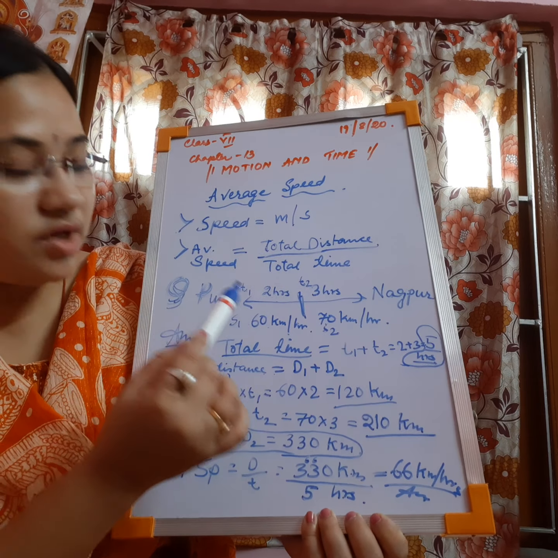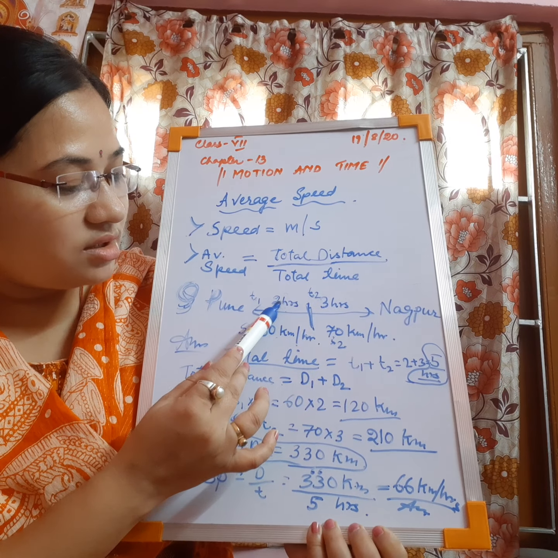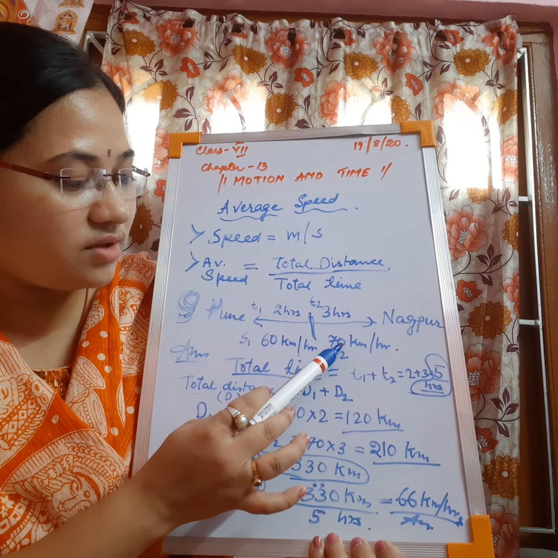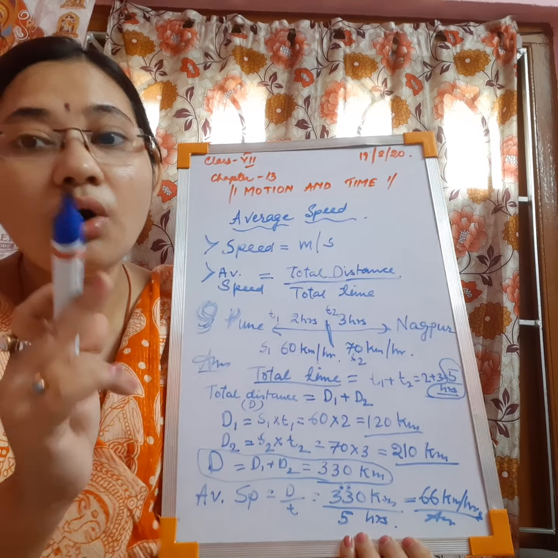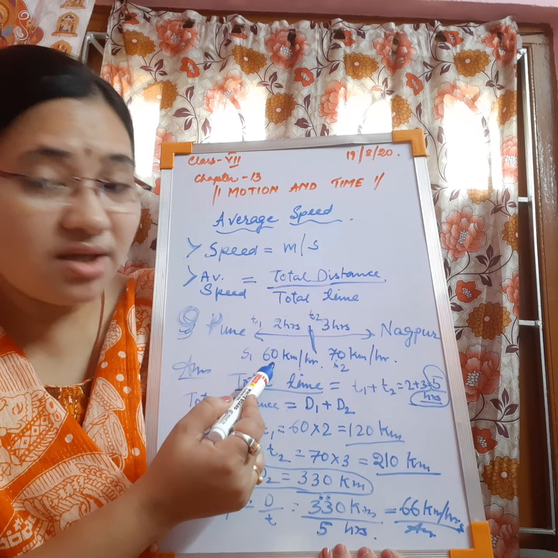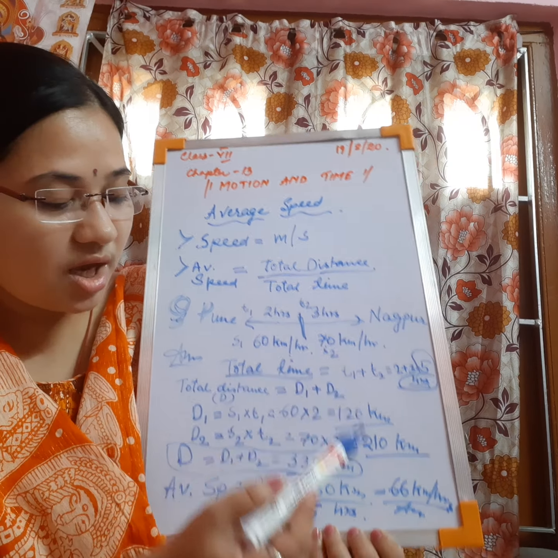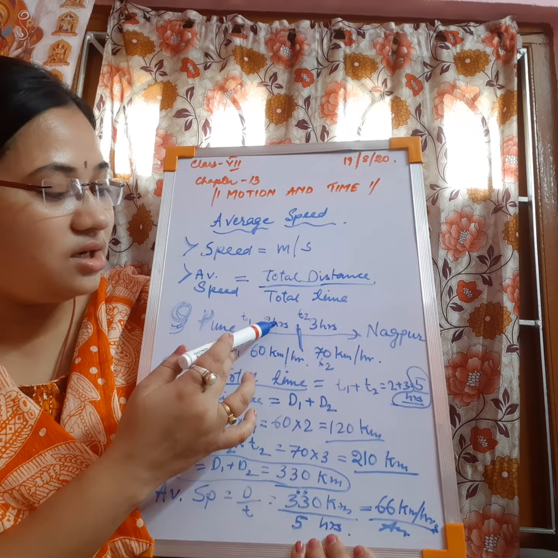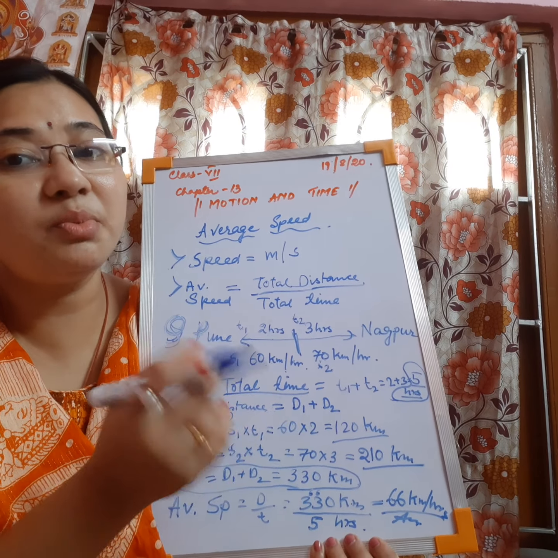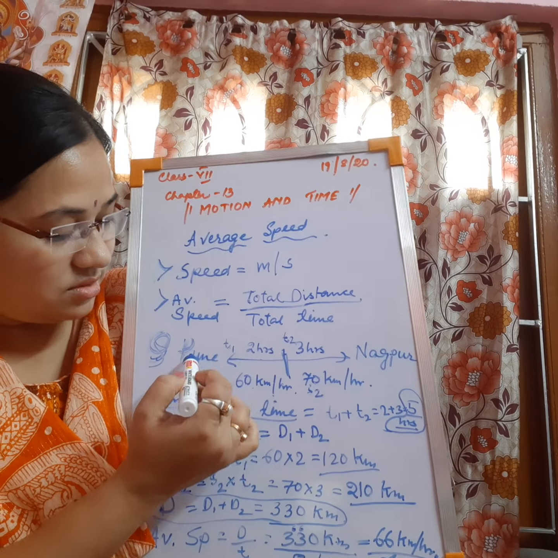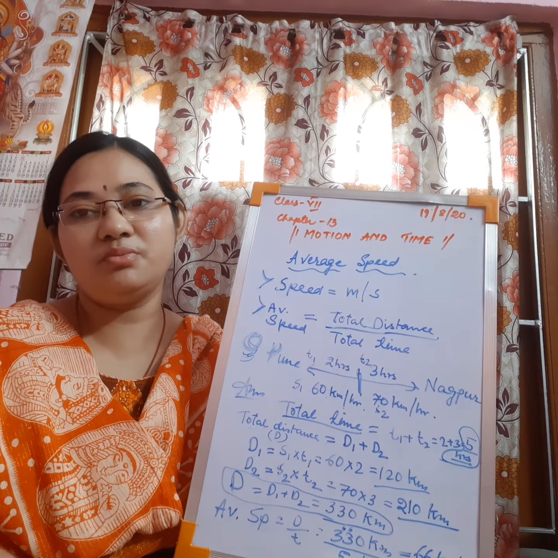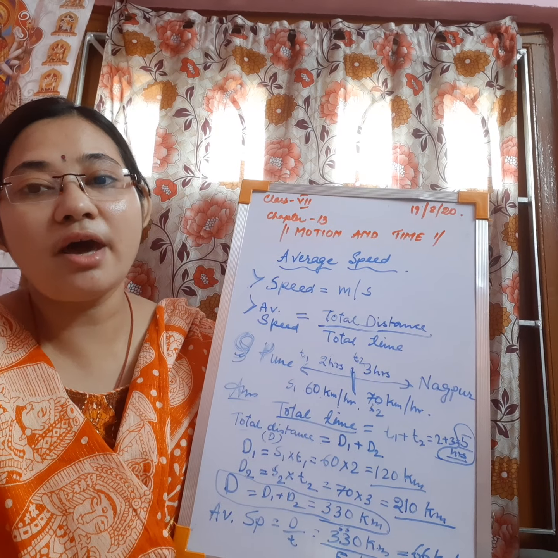Once again come back to the question. 60 kilometers per hour for the first 2 hours, and the next 3 hours he is going 70 kilometers per hour. Average speed should always be in between the two speeds, little more than 60, little less than 70. So average speed is 66 kilometers per hour. He has traveled from Pune to Nagpur at a rate of 66 kilometers per hour. In this way we calculate average speed.